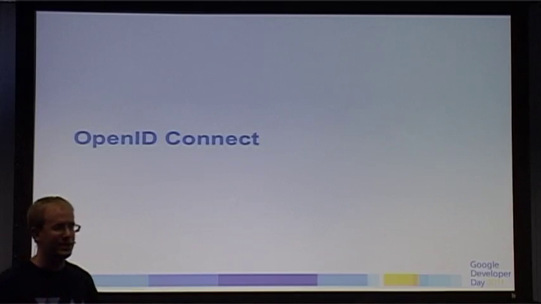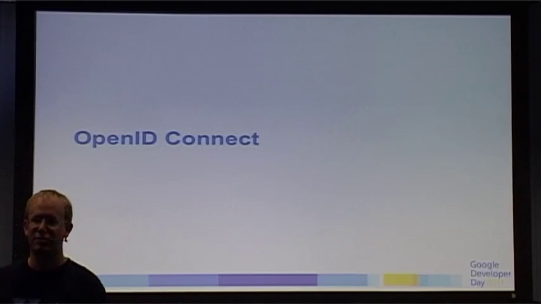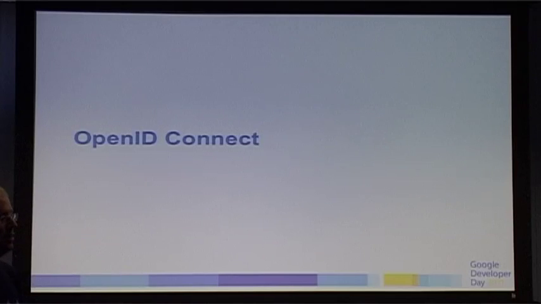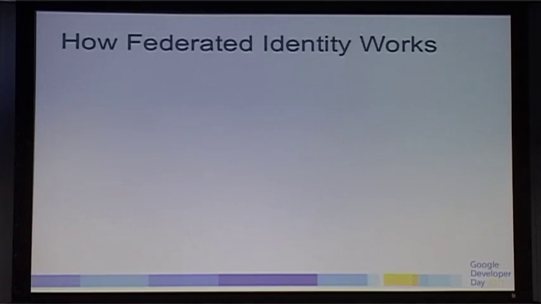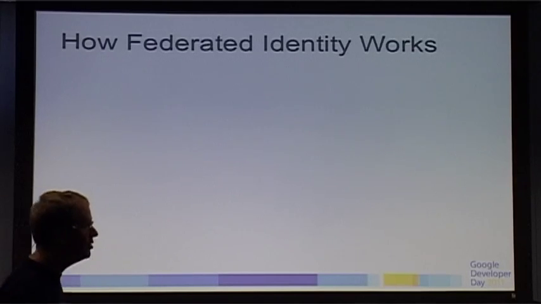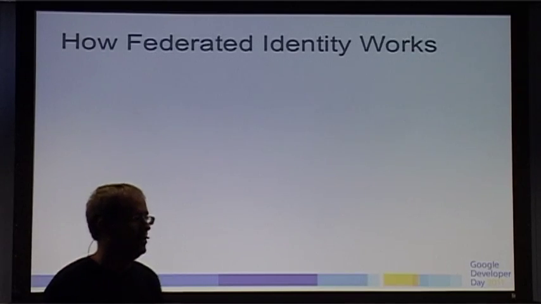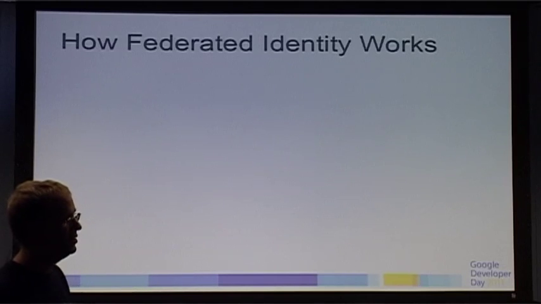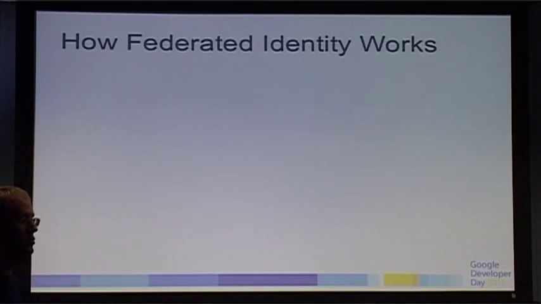So that was our discussion on getting access to a user's data. Now let's talk about getting access to the user's identity via OpenID Connect. OpenID Connect is a protocol for federated identity. This means that one identity provider is asserting the identity of one of its users to your application.